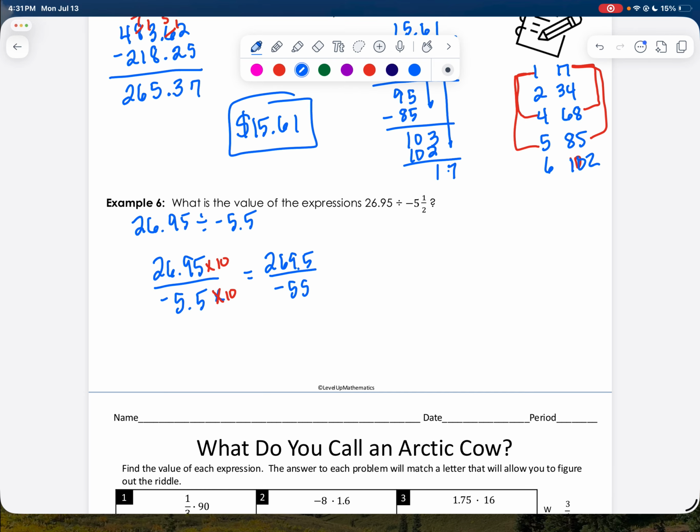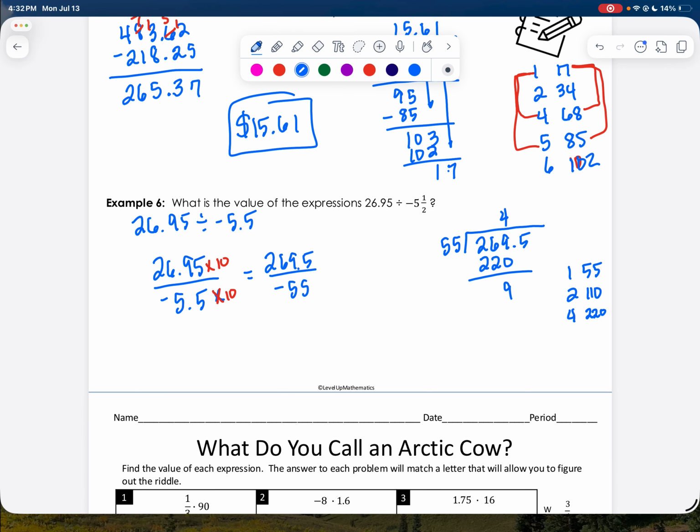So I'm going to ignore the negative for right now, and I'm going to see how many times will 55 go into 269.5. So 55 won't go into 26. So let me make a ratio table here. 1 and 55. What happens if I double that? That would be 110. That's still too small. What if I double it again? 4, that'd be 220. Now we're pretty close to 269. So I'm going to go with 4 times. So that would be 4 times 55 would be 220.